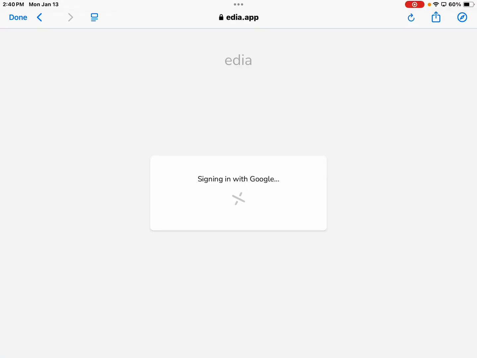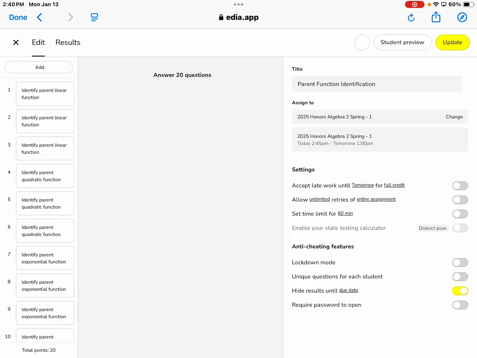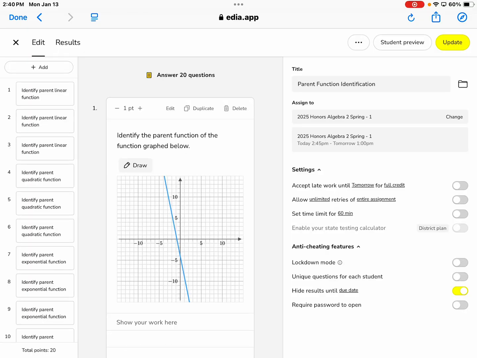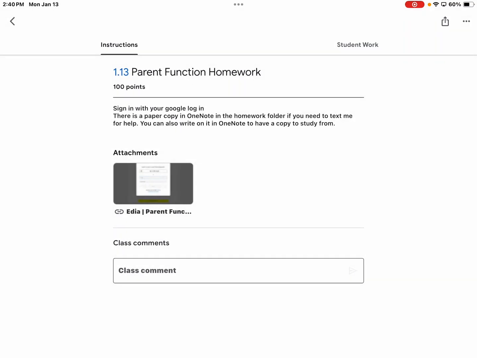Okay, let's see what that does. This is my first time. I found it last night. I was like, ooh, this is a good workaround for the one I don't like, Big Ideas, because it was multiple choice, all of them and stuff. So let's see what it does.